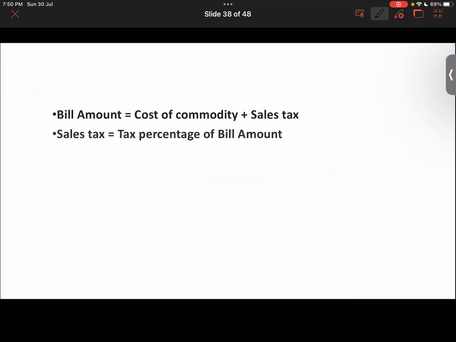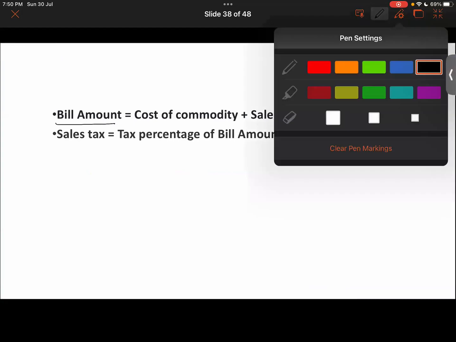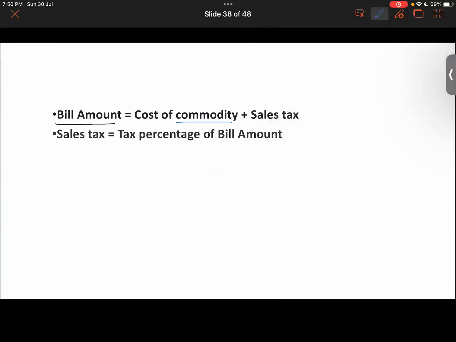Now, we also talked about the bill amount, how it is calculated. Whatever the cost of the commodity, which basically means articles or goods, when sales tax is added to the cost of the commodity, that is equal to the total bill amount, right guys? We earlier talked about sales tax, which is paid to the government. And how do you calculate the sales tax? It is simply the tax percentage of the bill amount. For different articles, the tax percentage is different, right guys?